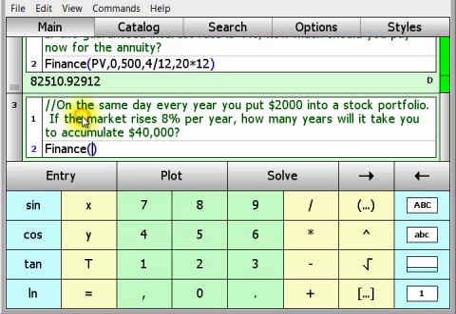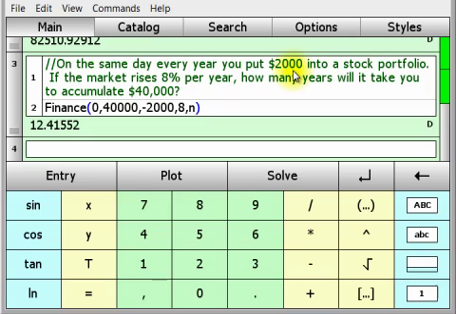Go ahead and find your finance command. There's no initial deposit, so the present value is 0. We're accumulating to $40,000, that's our future value. We're making an investment payment, therefore a negative amount of $2,000. The interest rate is 8%, and this is per year, so I don't have to divide by anything. It's per period, so 8% per year. And then finally, we do not know the total number of compounding periods, in this case, total number of years. That's what we want to actually find. So once you have all that set up, hit solve.